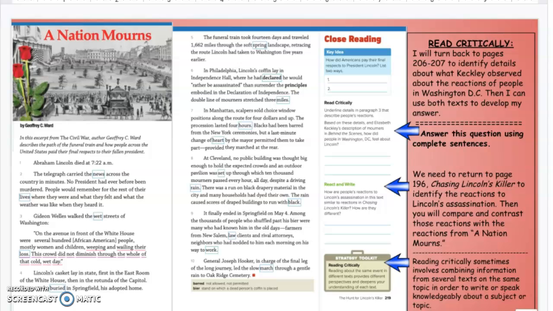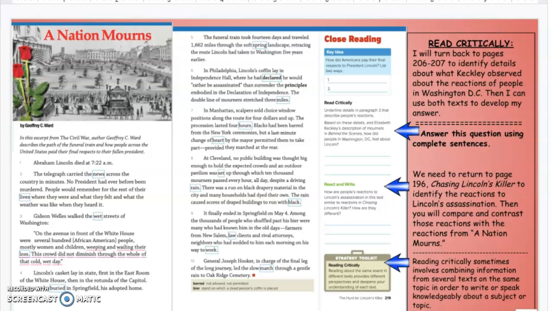And then the last thing you're going to do is complete the react and write. Now, in order to do this, you're going to have to return to page 196, Chasing Lincoln's Killer, to identify those reactions to Lincoln's assassination. Then you will compare and contrast those reactions with the reactions from A Nation Mourns. And you'll notice the question is, how are people's reactions to Lincoln's assassination in this text similar to reactions in Chasing Lincoln's Killer?